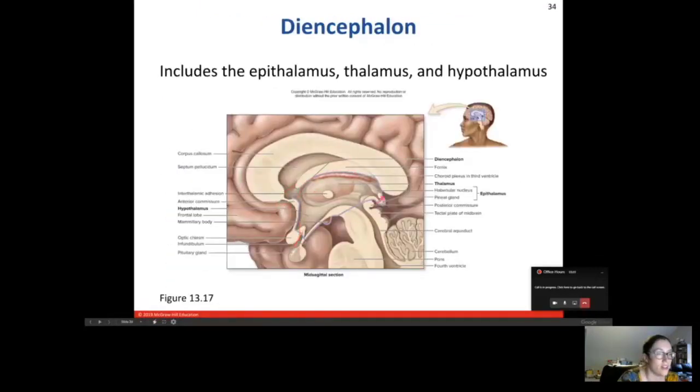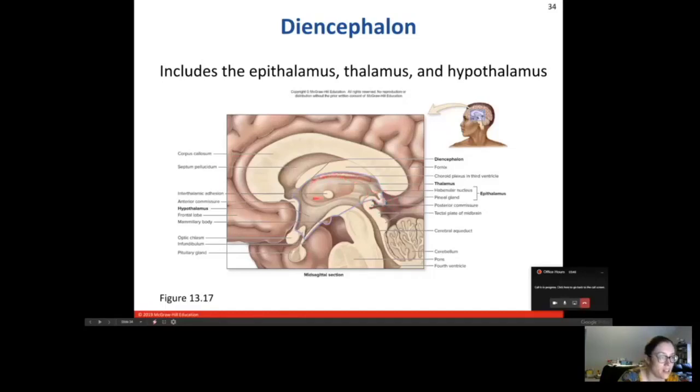Now moving on to the diencephalon, this is the middle part of the brain, and the diencephalon is going to include everything that has thalamus in the name. So the epithalamus, the thalamus, and the hypothalamus. The main thing to know about the epithalamus is the pineal gland. That's this little guy right here, and that's going to secrete melatonin, which is important for circadian rhythms.